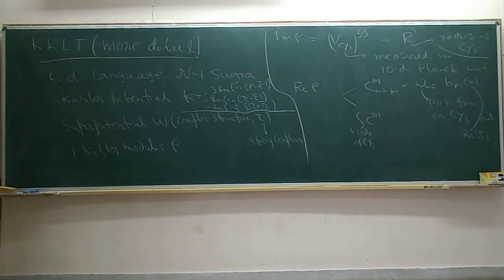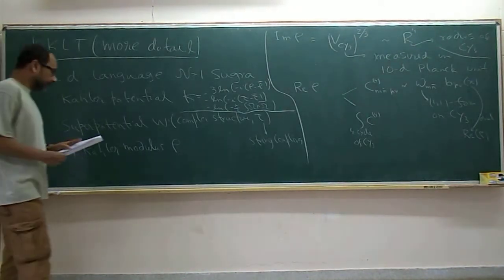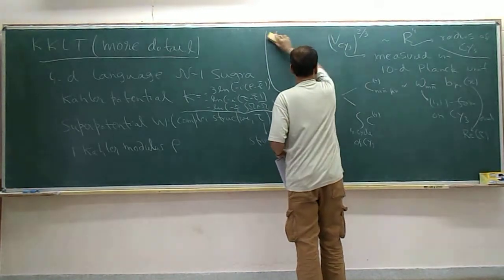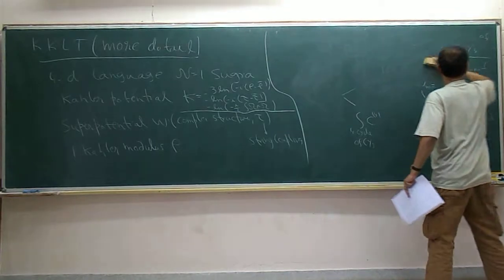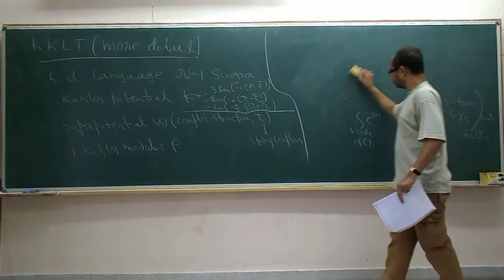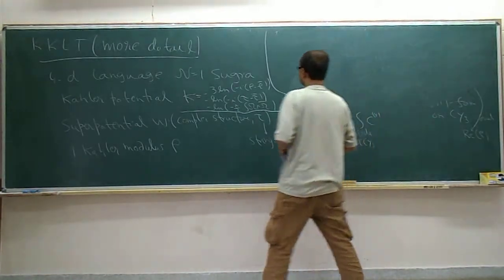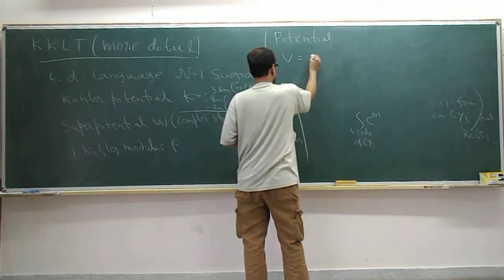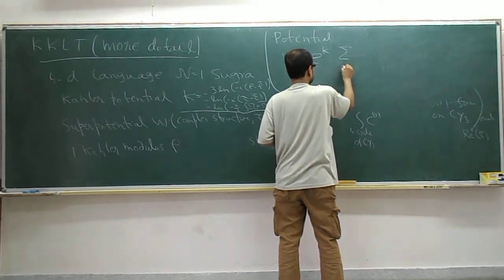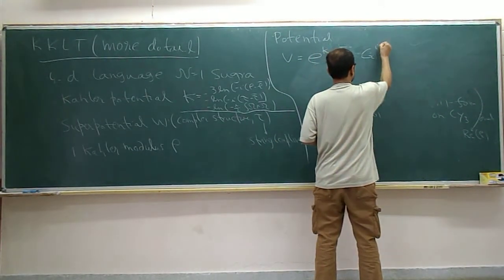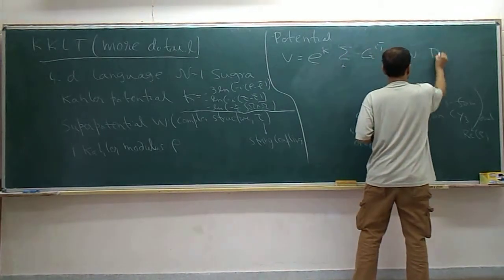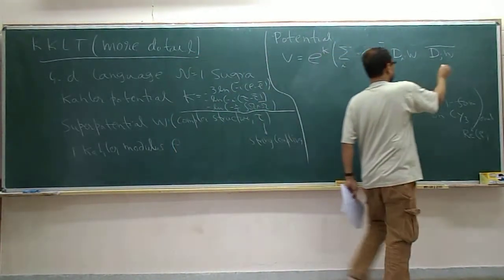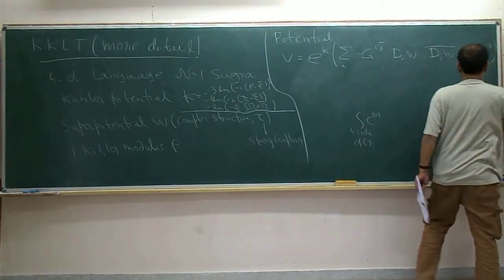So we'll be using this, and then what we saw, we use the form of the potential written in terms of the scalar potential. So the potential V was e to the k times the sum over I, j of G^{I j bar} D_I w D_j w bar, where w is the superpotential, minus 3 mod w squared. This is the supergravity result for the potential.